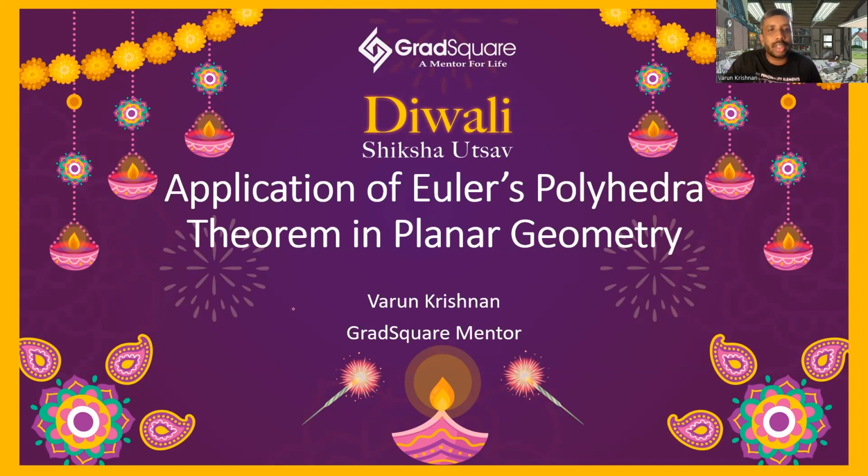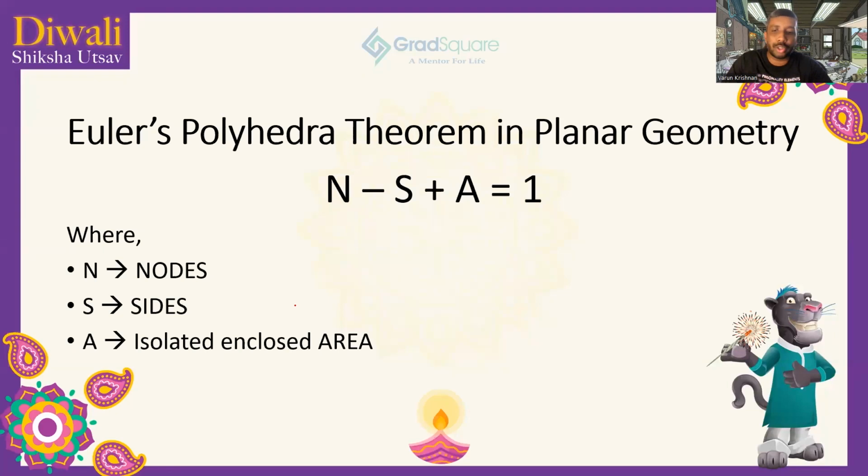So let's look at the question that I have actually posed for this video. But before that, let me once again quickly recap the formula for Euler's Polyhedra theorem applied in planar geometry that I had derived in the previous video. The formula that I derived is that n minus s plus a is equal to 1, where n is the number of nodes. Now, what are nodes? Nodes are the end points, the starting and the ending points of line segments. S is the number of line segments or number of sides. Sides are defined as the line segments which are present between any two nodes, and A is the number of isolated enclosed areas.